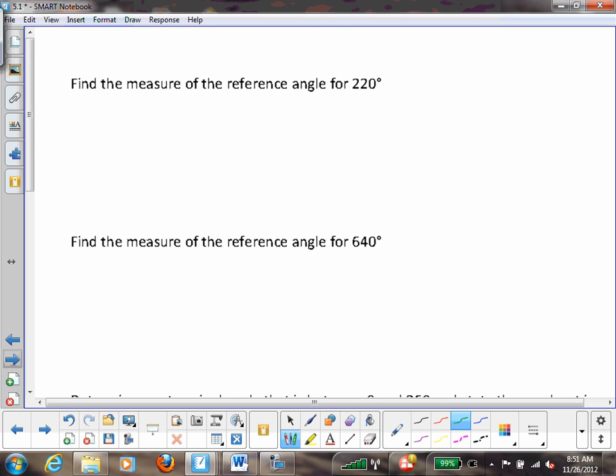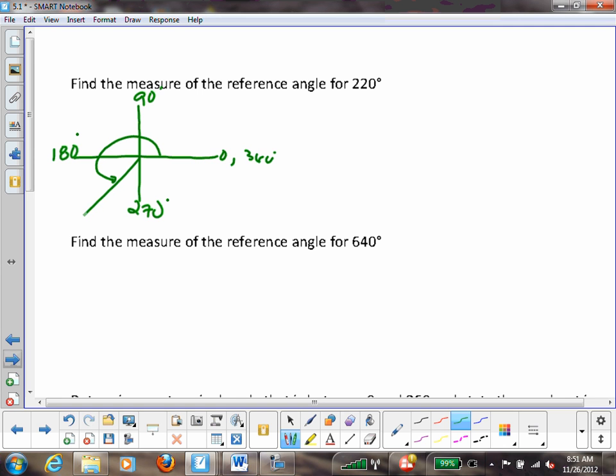Find the measure of the reference angle for 220 degrees. All right, this is a positive rotation, correct? This is 90, 180, 270, 0, and 360. These are your angles. Where is 220 going to fall? In the third quadrant. So we're doing this, and we're going to extend our ray. Our ray is rotating and ending up in the third quadrant.